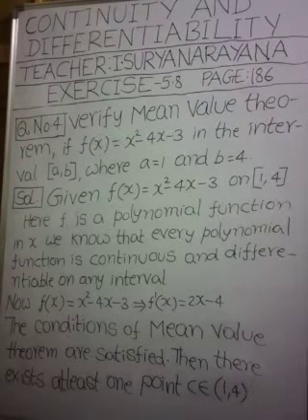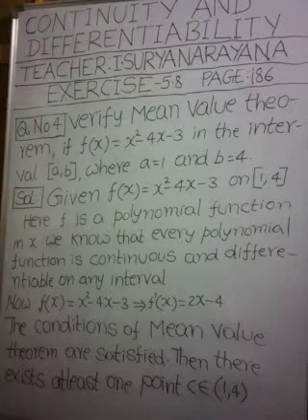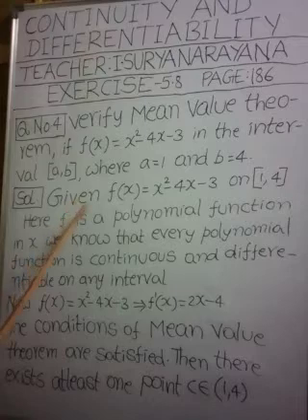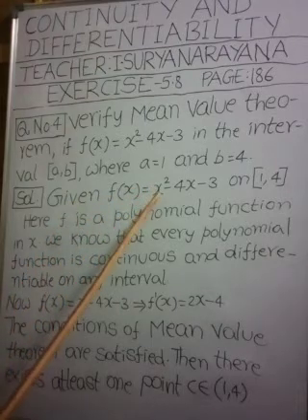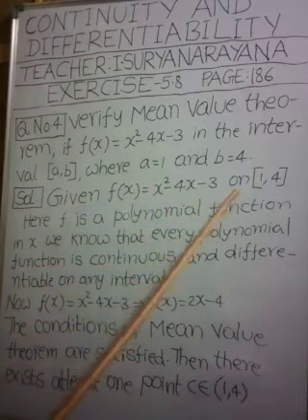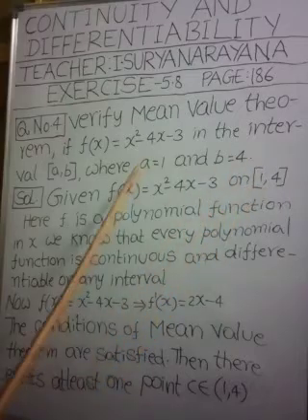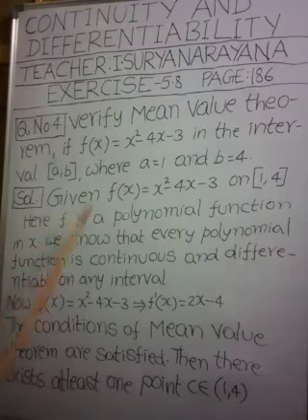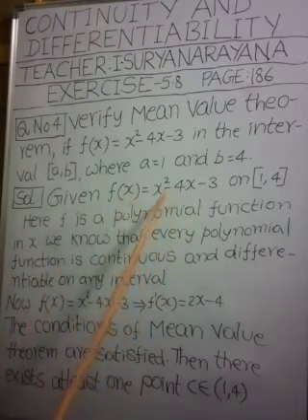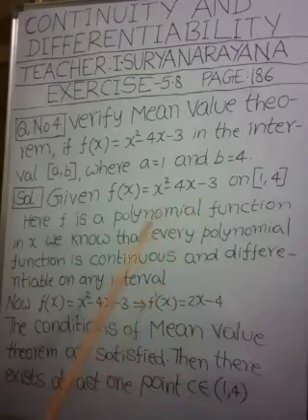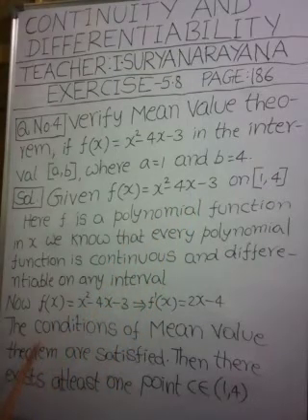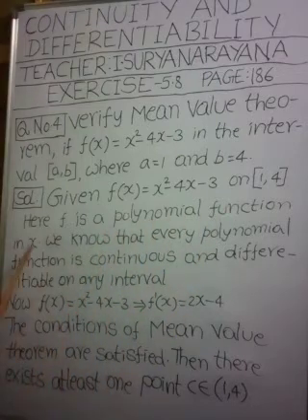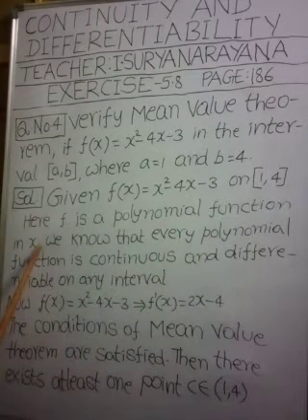Right. Come to the solution part. What is the given function? F of x. So we wrote here, given f of x is equal to x square minus 4x minus 3 on interval 1, 4. Understood this step, my dear children? Right. If you observe this function f, which type of function is it? Yes, it is a polynomial function in x. Here f is a polynomial function in x.